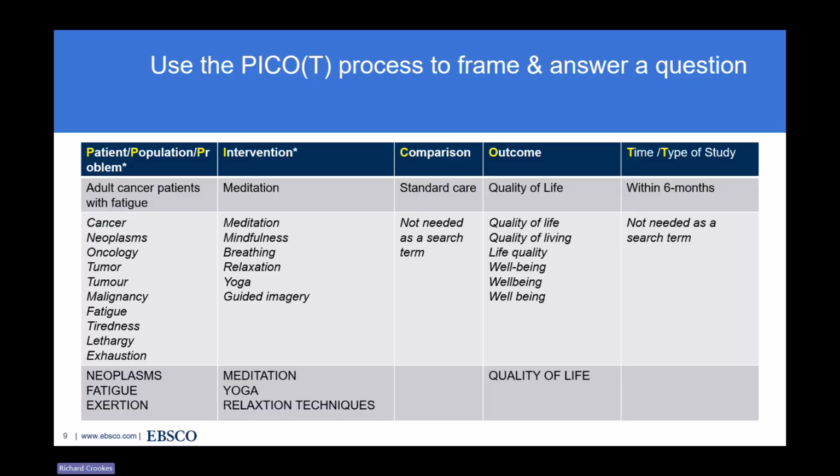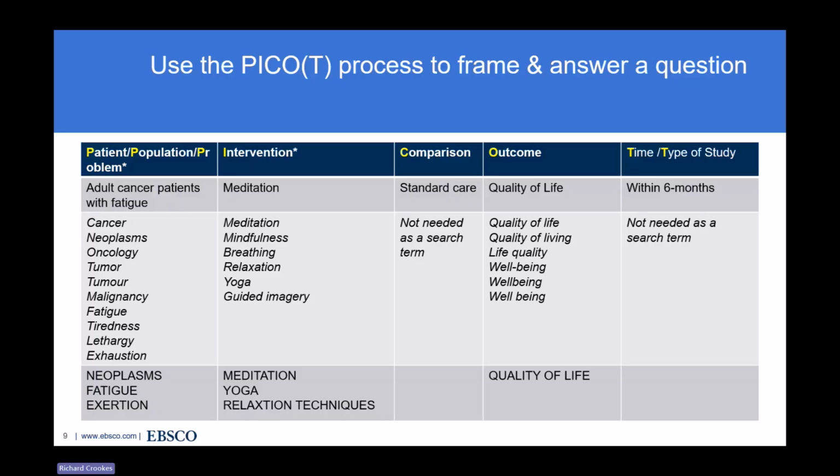So what you'll see in the row below that, and we'll be aware of this already, is that we have the lowercase terms in italics. These are the keyword search terms, the free text search terms that we can be using, and also synonyms as well. So we've got obviously cancer, we've got neoplasms, oncology, tumor, malignancy, and so on. Plus, we have to factor in the matter of fatigue or tiredness or lethargy or exhaustion.